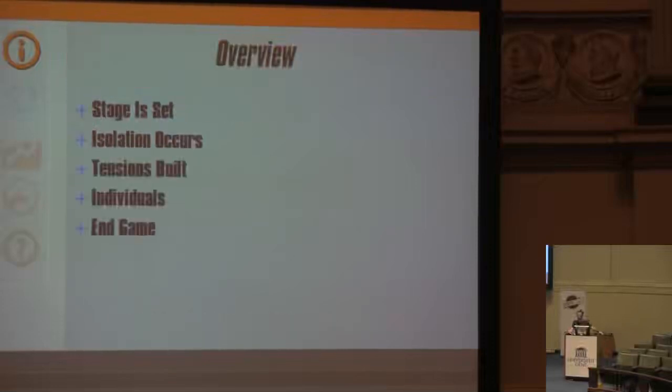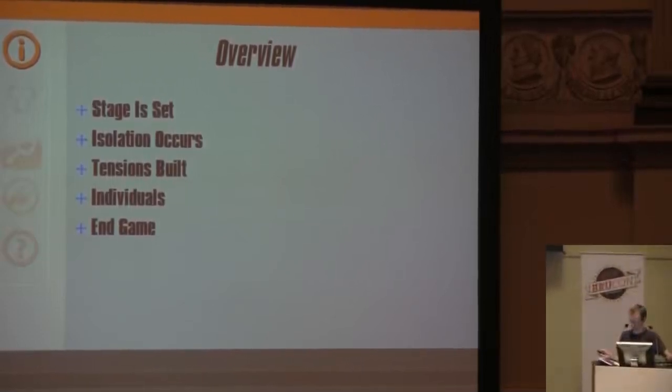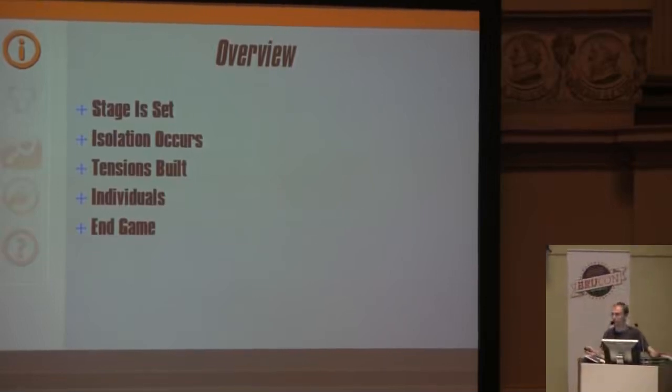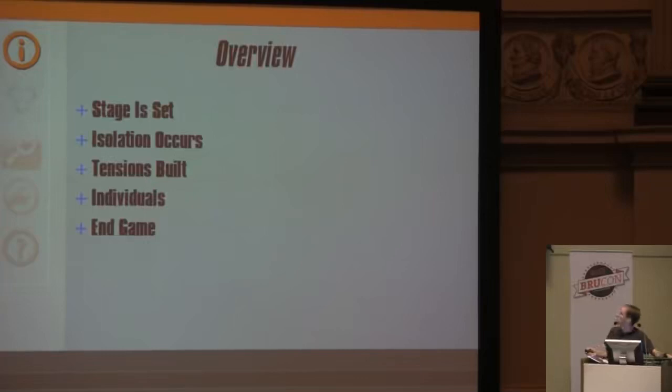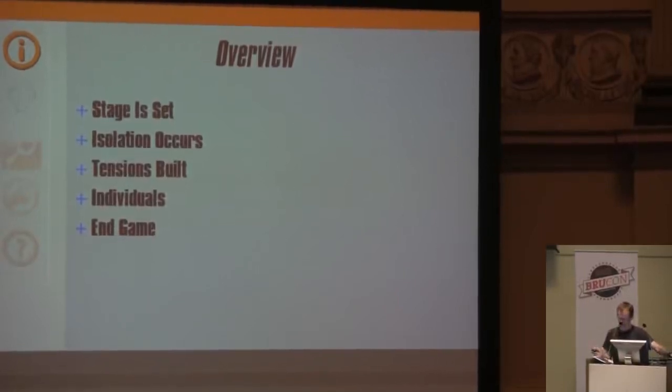An overview of today's talk. We'll start with the stage set by what your hosts are up to, followed by isolation occurs as I show you what pMap reveals about your hosts. Tensions built, where we will use pMap to stalk our prey. Individuals identified as victims. As you can see, there is a horror movie theme going here. Finally, endgame, where the attack begins.